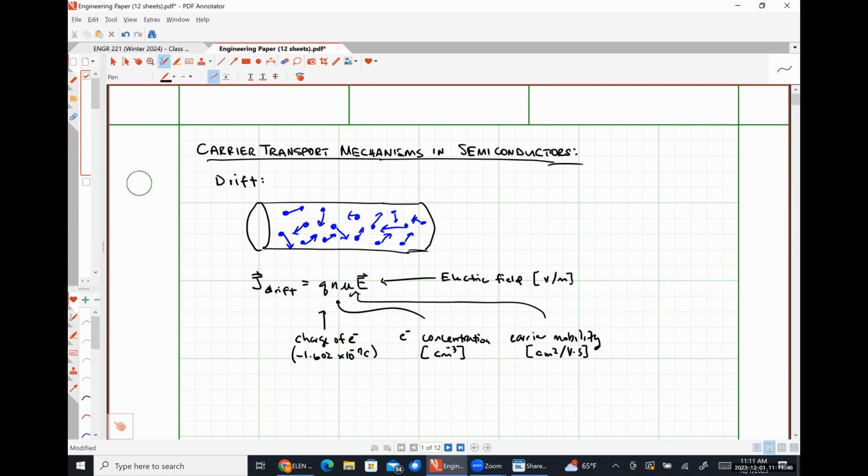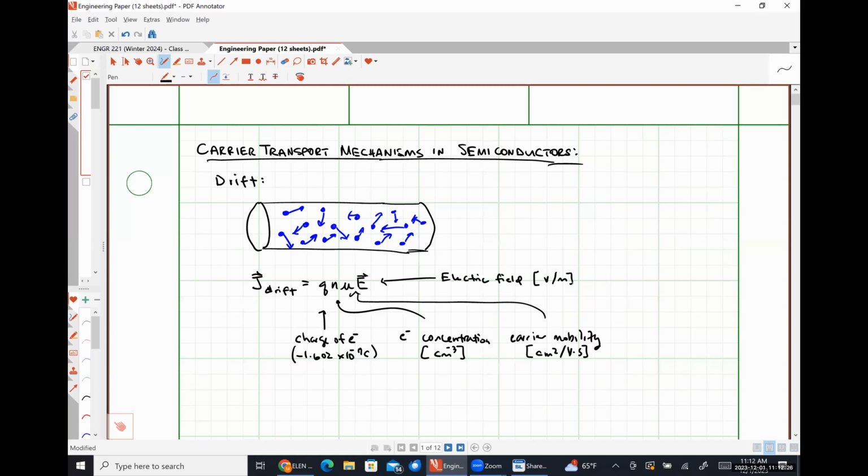So we can see from this relationship here, we're dealing with vector quantities, and so our directions are taken care of for us, right? So because the charge of an electron is negative, we see that our current density is actually going to be in the opposite direction of our applied electric field. Whereas if we were dealing with positive charge carriers, we would see that our current density would be in the same direction as our electric field and all of that kind of good stuff. And by the way, this is just Ohm's law.